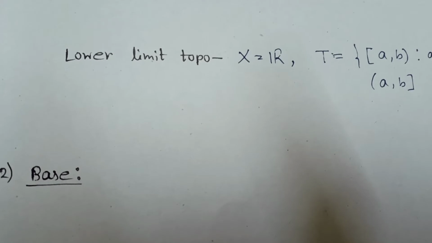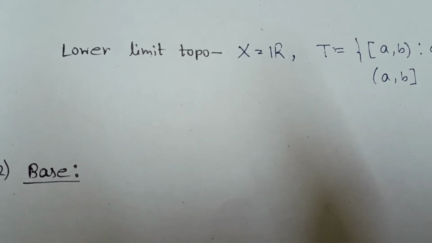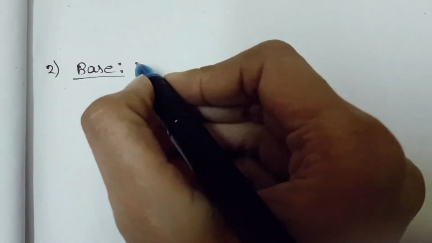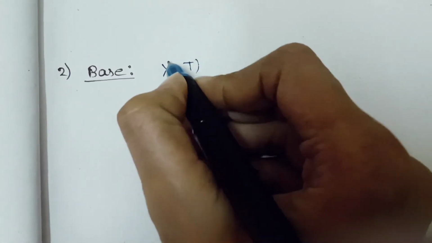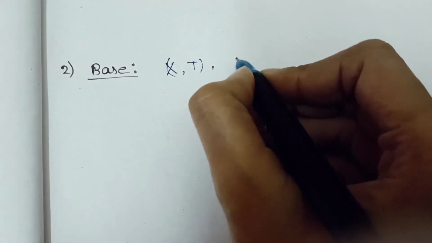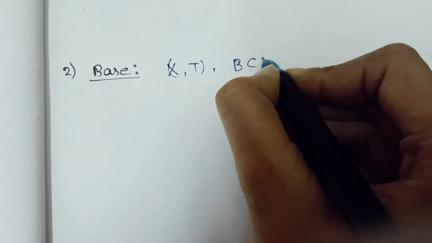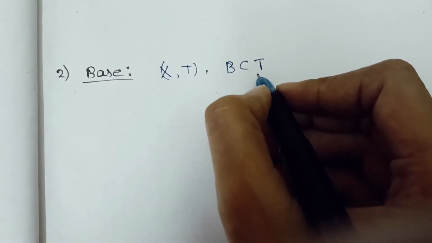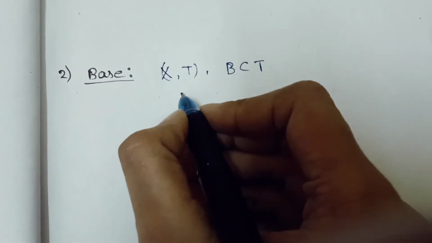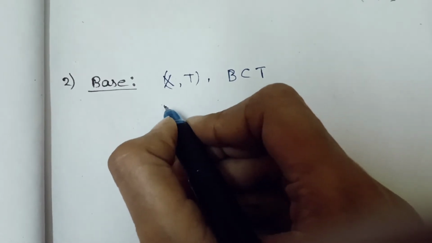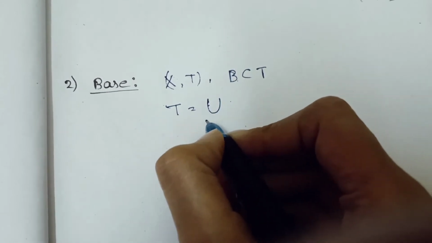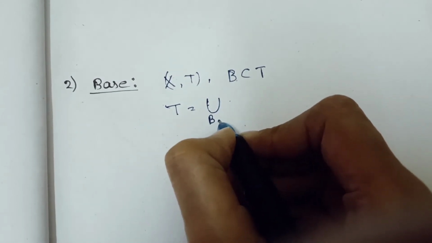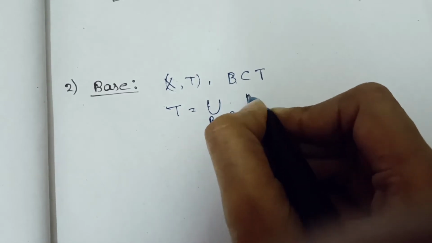Okay, now let's come to our next topic, which is the base of a topology. The base of a topology can be defined in several ways, but let me define it like this: if (X, T) is a topological space, then a family B, which is a subset of T, follows the condition that any member of T can be written as a union of elements of B.